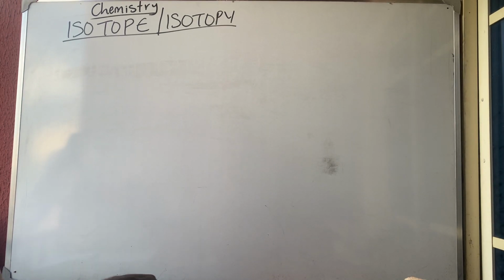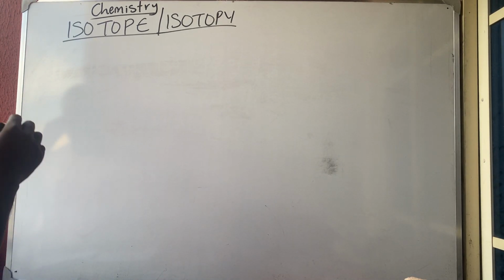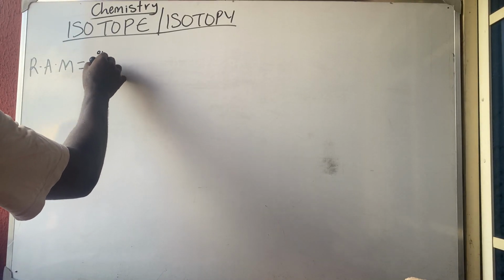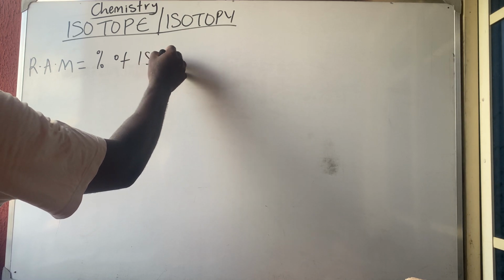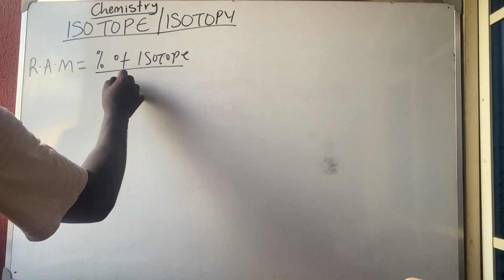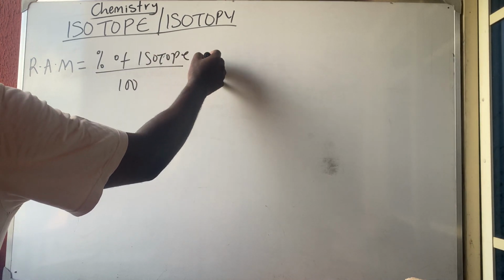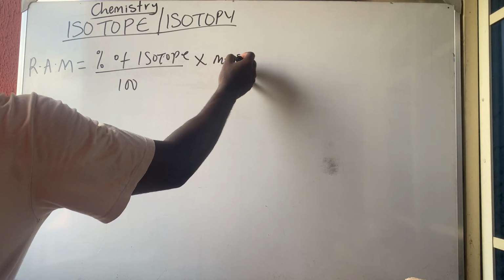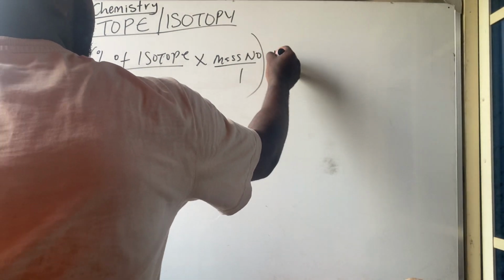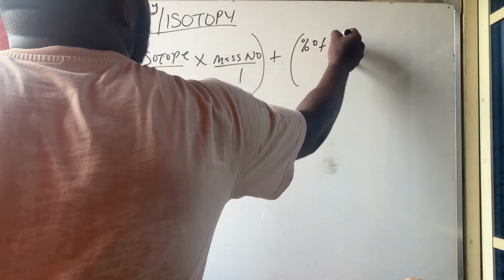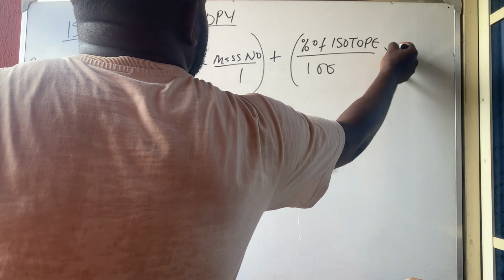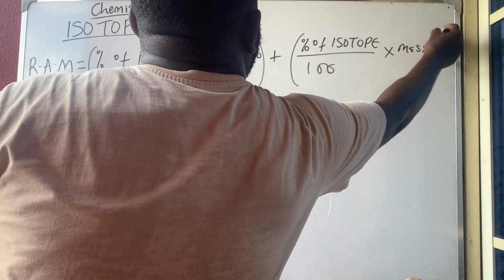Okay, don't forget that we can use isotopes to calculate the relative atomic mass of an element, and it has a formula. The formula says that the relative atomic mass of an element is simply the percentage of isotope all over 100, because the total percent is 100, times its mass number, plus the second one, the same thing: percentage of isotope all over 100 times the mass number. Very simple formula to remember.